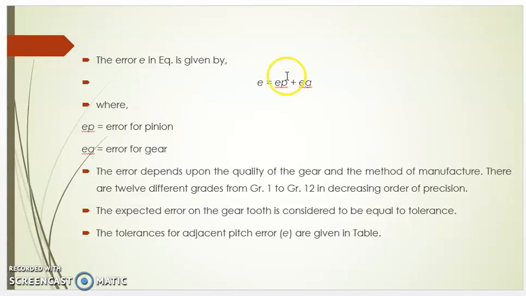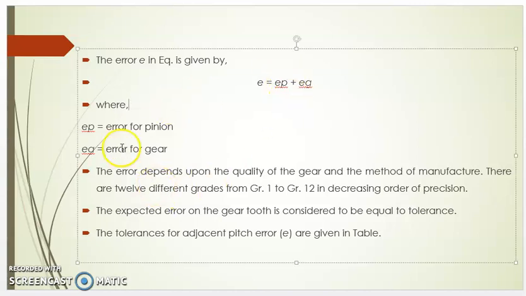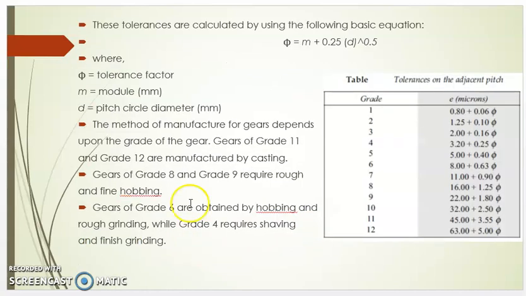The error is given by e is equal to ep plus eg, where ep is error for pinion and eg is error for gear. The error depends upon the quality of the gear and the method of manufacture. There are 12 different grades, grade 1 to grade 12, in decreasing order of precision. The expected error on the gear tooth is considered to be equal to tolerance. The tolerances for adjacent pitch error are given in the table. Therefore, this is the table.